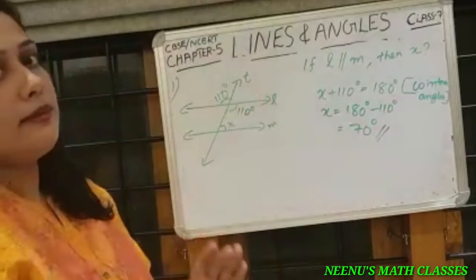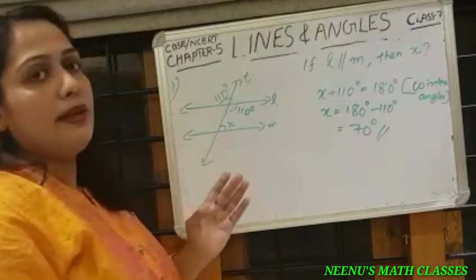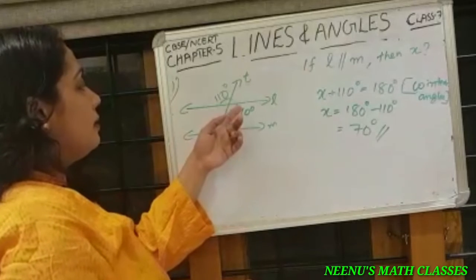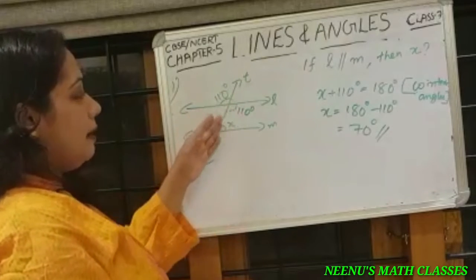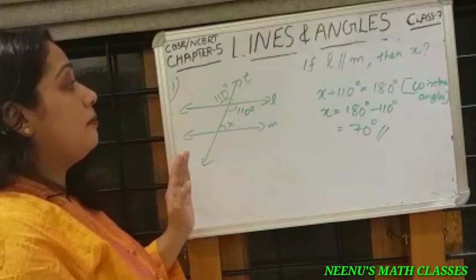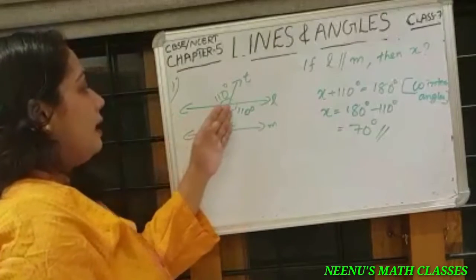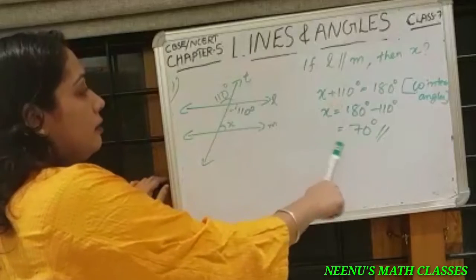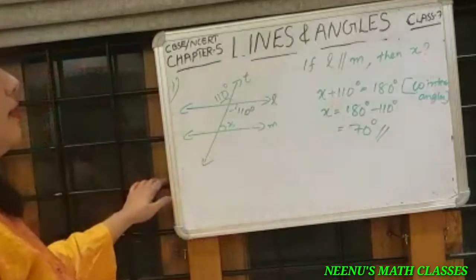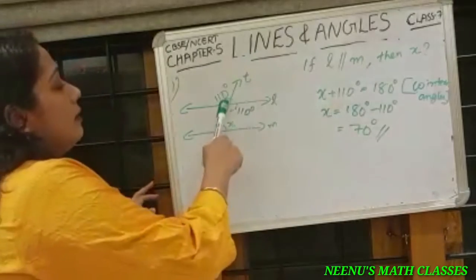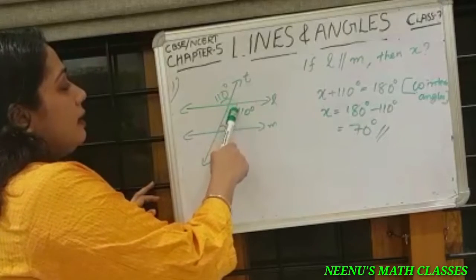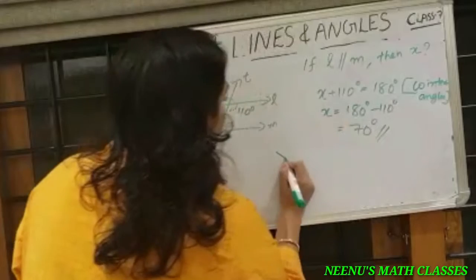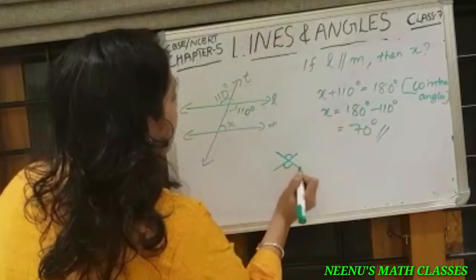Given that L is parallel to M, we can apply the above facts: angles on the same side of the transversal should add to 180. Then x plus 110 is 180, so x equals 70 degrees. This is very important. We got 110 here and again 110 here. These are vertically opposite angles.